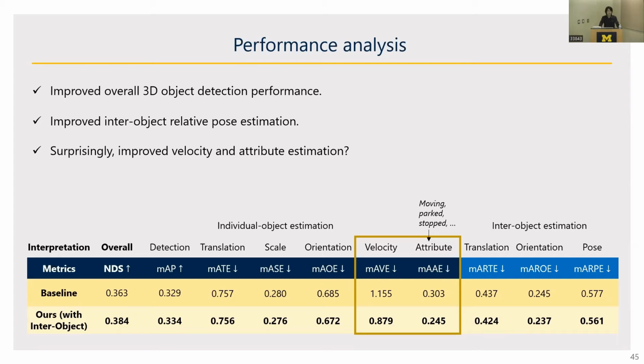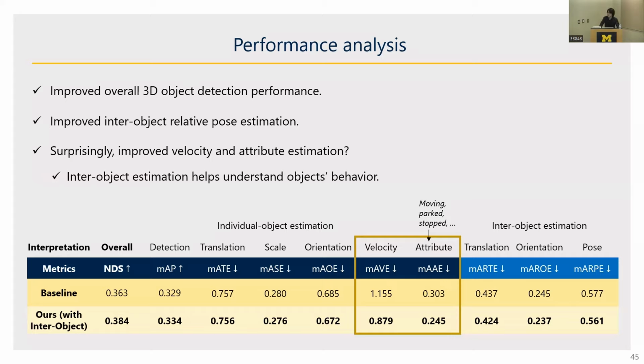So the reason is that objects that are close to each other actually usually share similar motion status. For example, a platoon of vehicles, they are very close to each other and they share very similar speeds. And similarly for the vehicles in the parking lot or parked on the sidewalk. So estimating the relative pose between the close-up objects actually helps the network to understand the object's interaction, therefore helps understand the object's behavior as shown in this velocity and attribute score.